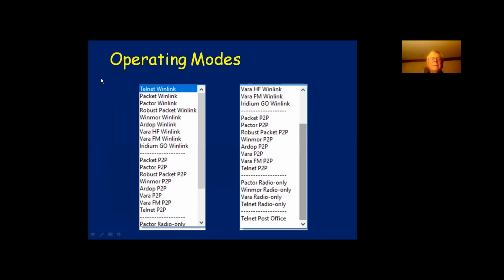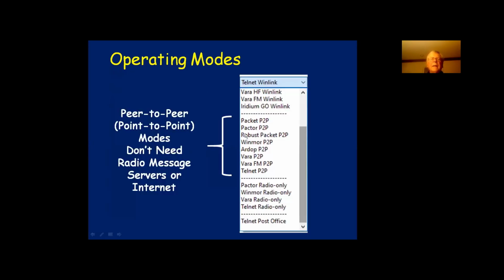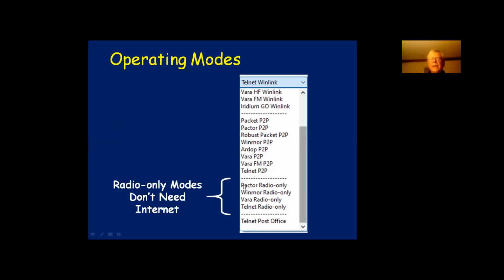The operating modes, there are quite a few of them. These are modes for connecting to radio message servers over the internet or by satellite. These peer-to-peer, point-to-point modes don't need a message server or an internet. They're similar to some of the modes in FLDigi where you can connect directly to another computer. And then there are radio-only modes that don't need an internet, but typically they would go to a radio message server.